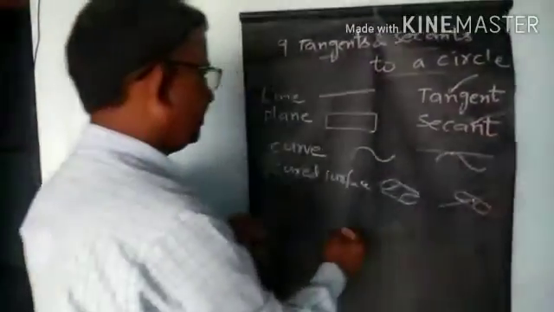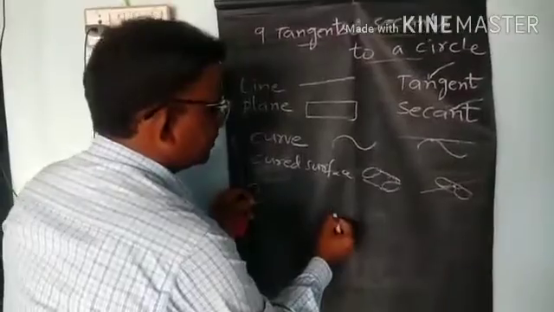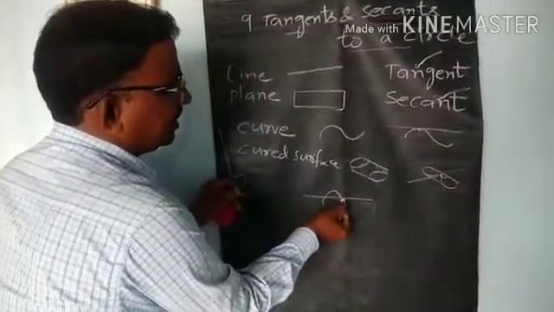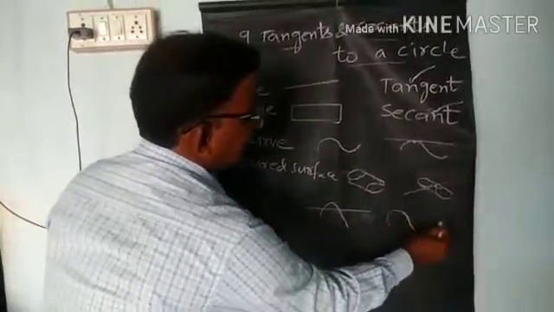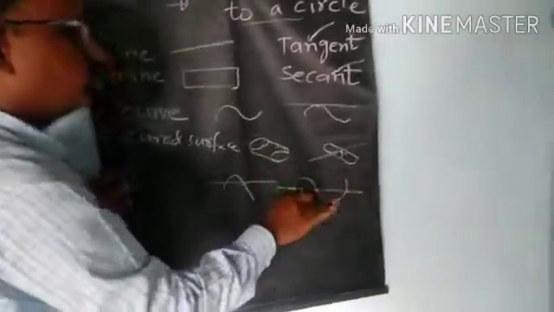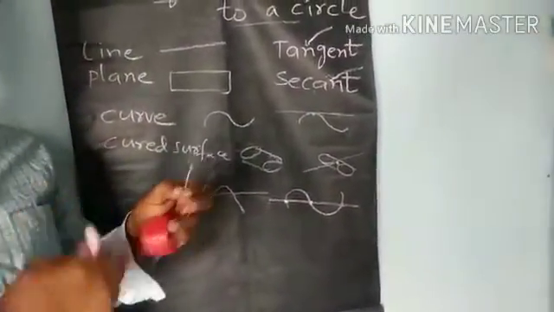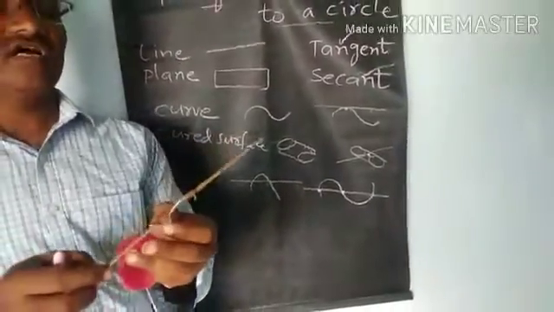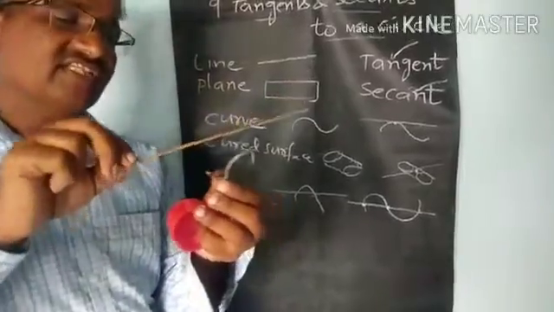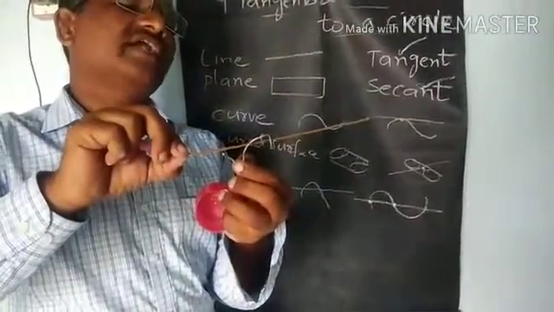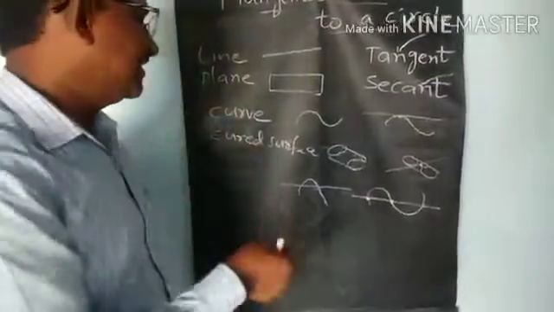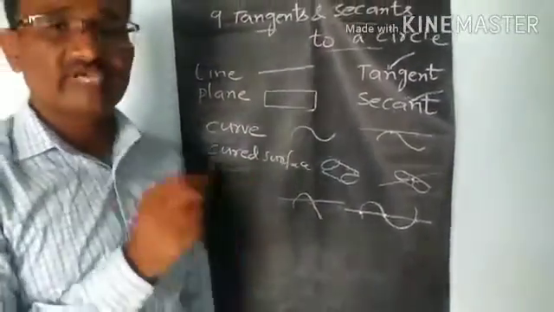Then this line is said to be secant. Here, this is a curve, so this is a line that intersects the curve at 2 points. Sometimes if the curve is like this, the line intersects the curve at more than 2 points, and we can say that it is a secant only, isn't it? Like that, a line that intersects the curve at 2 or more than 2 points is said to be secant to a circle.